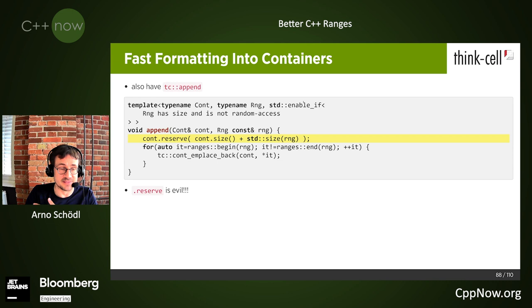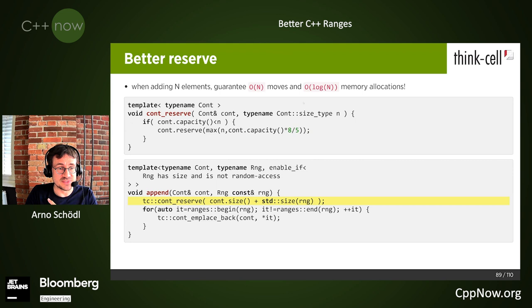Now, that's not terribly nice. What we can do instead is rewrite the container reserve and say, well, if we actually need to do anything, if our capacity is not large enough, make sure that you enlarge the capacity at least by some constant factor, so that when you have to do this again, you are likely not to have to reallocate again, and you get an amortized constant number of allocations per element that you are adding. And then you can use that safe container reserve here for our append.